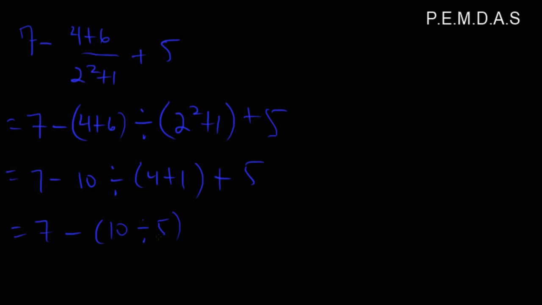10 divided by 5, plus 5. You see I added another set of parentheses just to make things clearer. 7 minus 10 divided by 5 is just 7 minus 2 plus 5. So that equals 7 minus 2, 5, plus 5, 10. So that's PEMDAS: parentheses, exponents, multiplication, division, addition, subtraction, left to right.